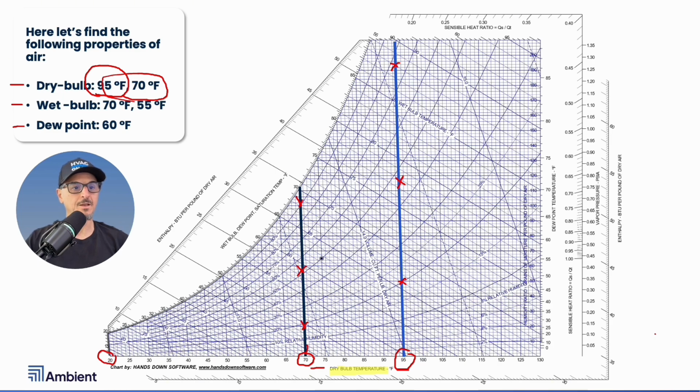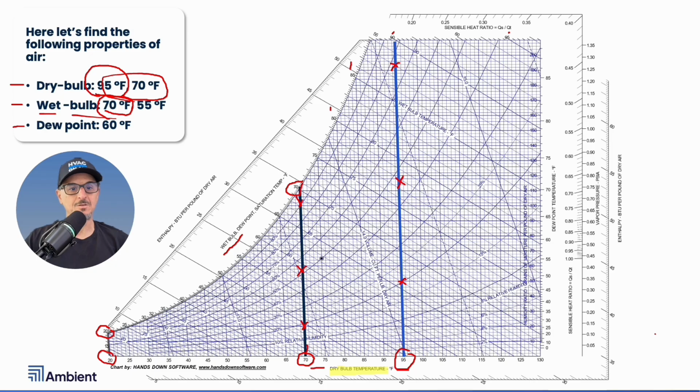Now let's look at the next thing here, which is wet bulb. Okay, so 70 degrees wet bulb. So our wet bulb temperatures are on this curve here. Okay, so it starts down here, looks like 20 degrees wet bulb, and it goes, let's see, there's 80, 85, 90, and 95. I think that's a wet bulb there too. Okay, so we're looking for 70 degrees wet bulb. So 70 degrees is right here.